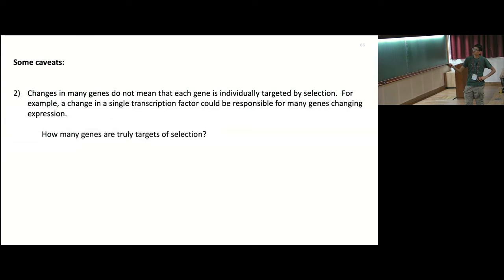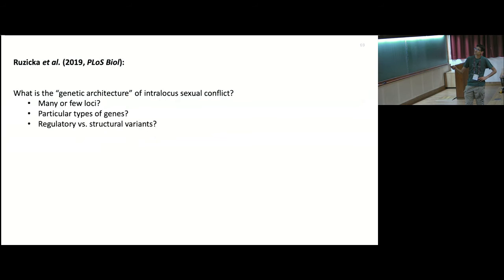So to that end, about the true targets of selection, I want to end with one last study that I'm very intrigued by. This paper came out about a year ago, and it is interested in the genetic architecture of loci that might be under sexually antagonistic selection: whether there are many or few loci, whether they tend to occur in particular types of genes, whether they tend to be regulatory versus structural variants, this kind of thing.